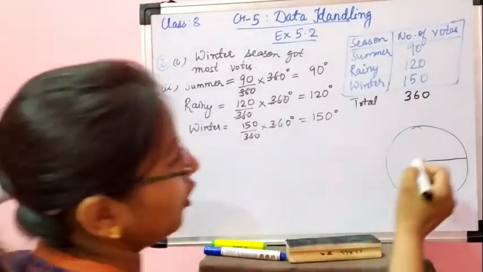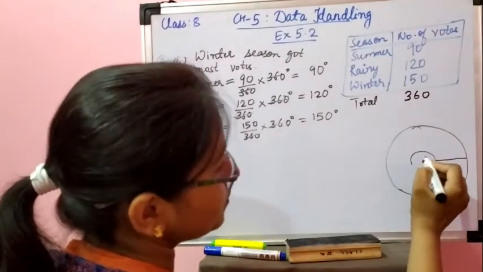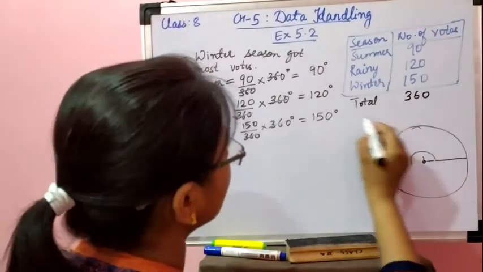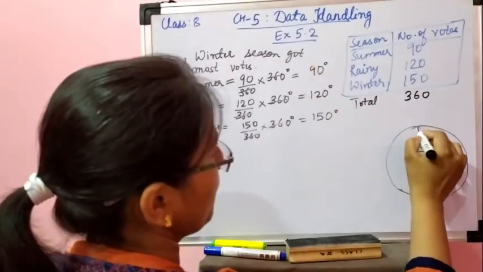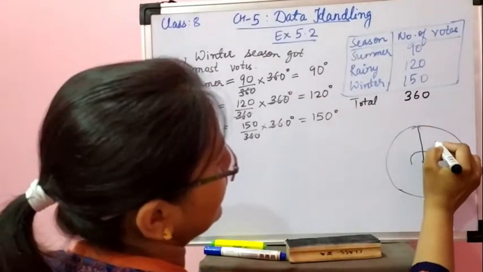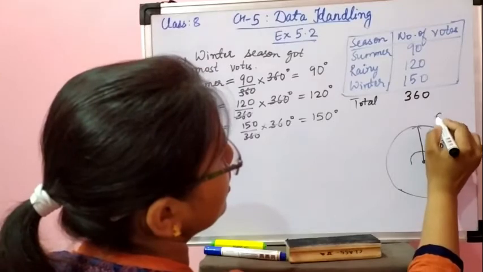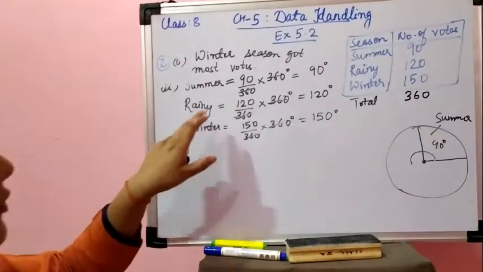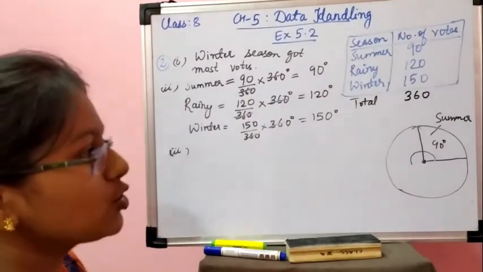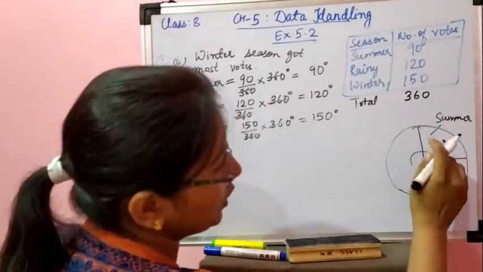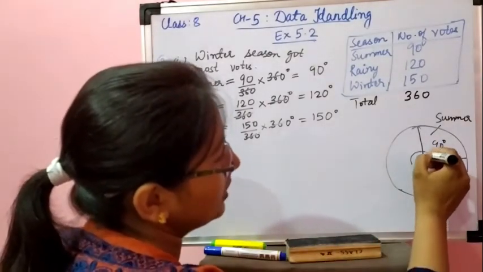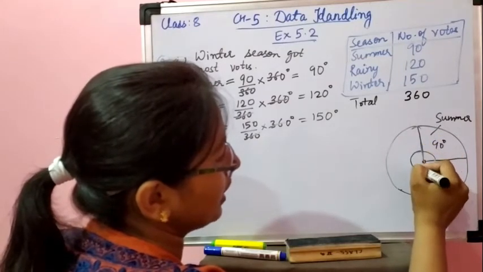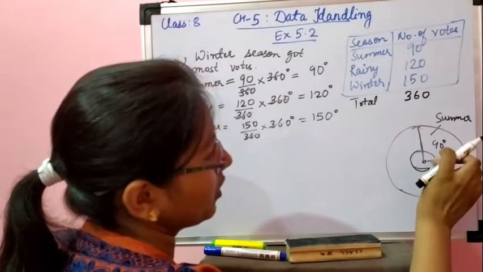So first of all, on this you will put your protractor and we have to measure 90 degrees. This 90 degrees is for summer season. Now similarly for rainy it is 120 degrees. So for this 120, we will put our protractor on this line in this way.